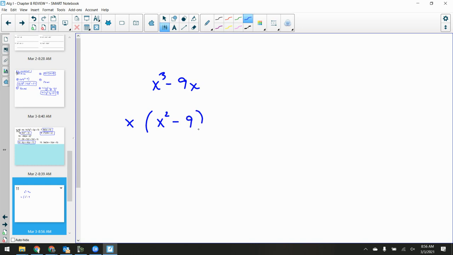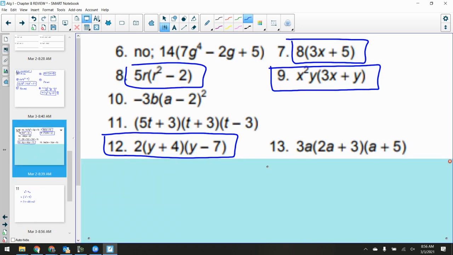Oh, minus 9. You don't take anything out of the 9. And then, is this a difference of squares? Yeah. So we say x, and then x minus 3, x plus 3. Does that make sense? Okay. So there's 14. Oh, I'm going to see 15 in there as well.